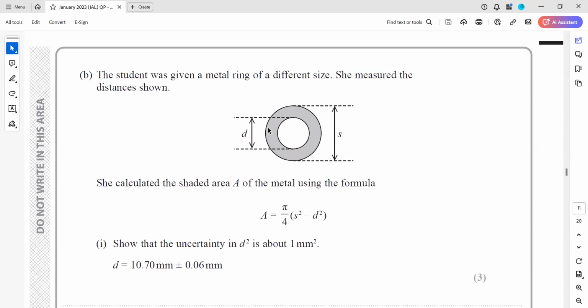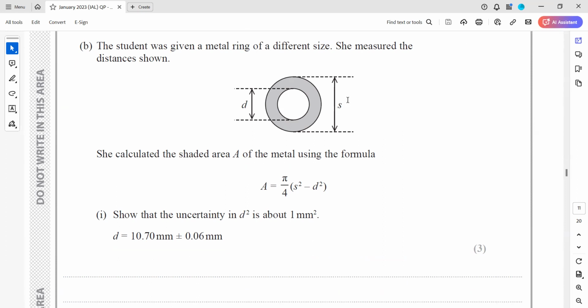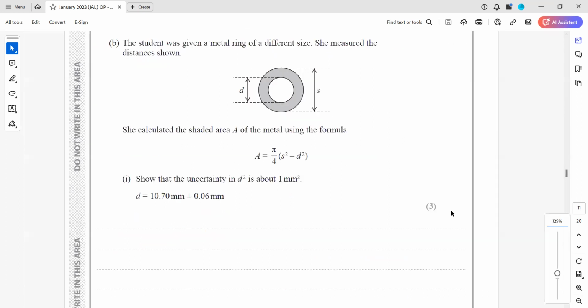The student was given a metal ring of different size. She measured the distance D as shown. She calculated the shaded area A for the metal ring using a formula. Show that the uncertainty in D square is about 1 millimeter square. Let's look at how we can work this out, because we have to show it is about 1 millimeter square.